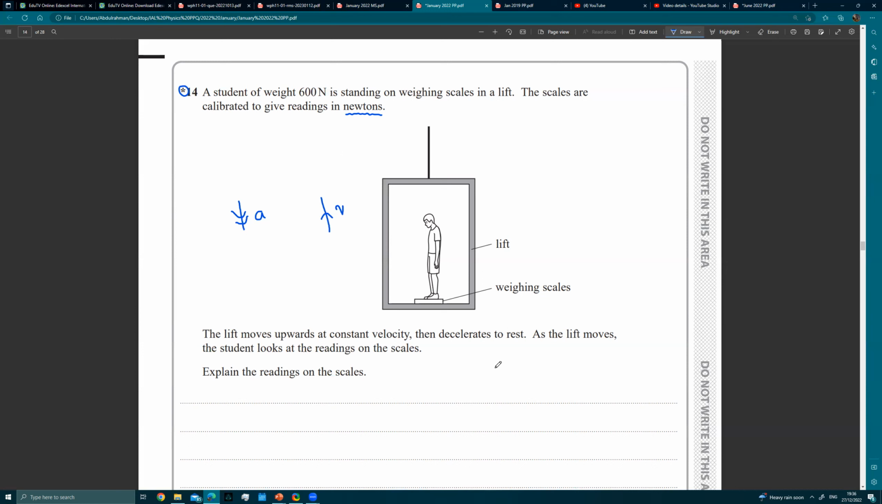As the lift moves, also I see a constant velocity here. That should ring a bell in your answer. As the lift moves, the student looks at the readings on the scale. Explain the readings on the scale. 6 marks. I'm going to give you all 4 minutes. I'll be back in 4 minutes too.